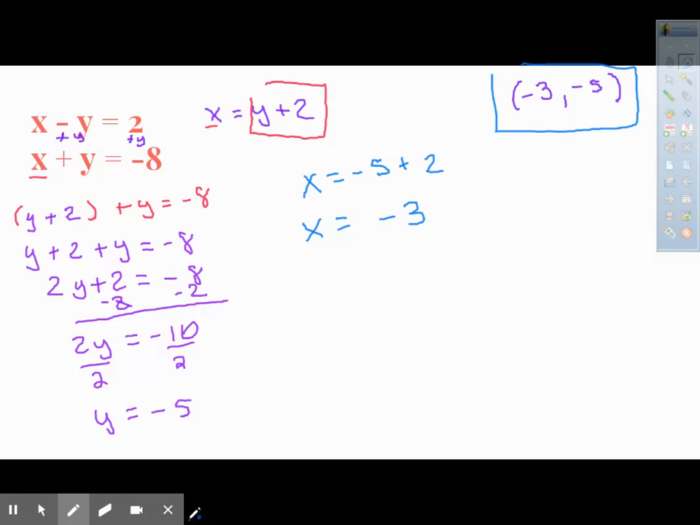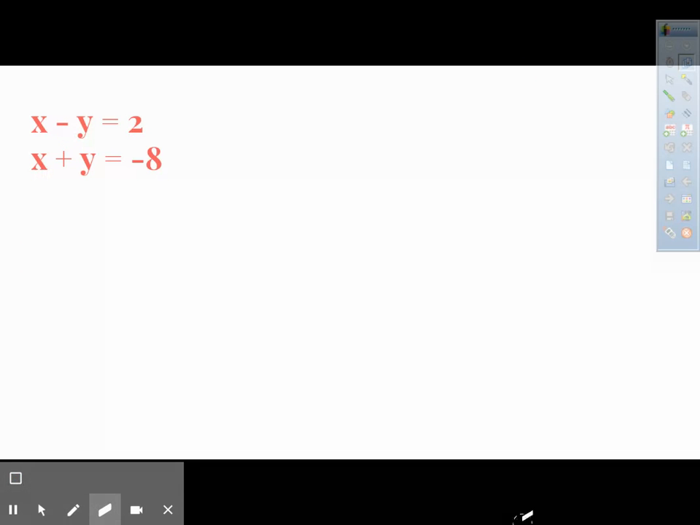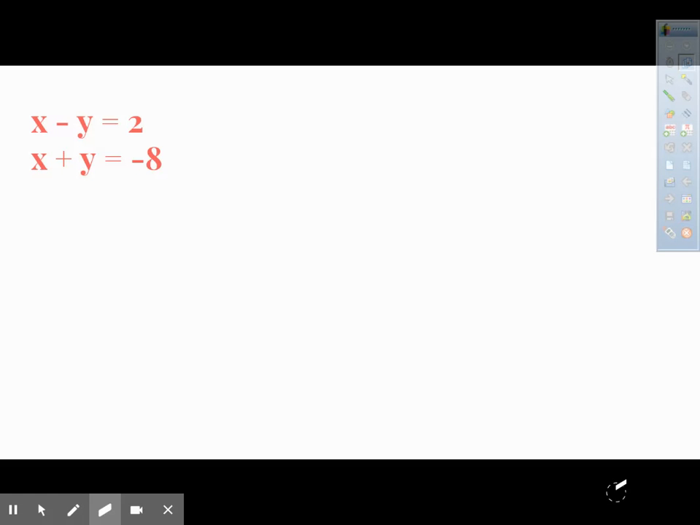Okay. All right, let's try the next one. You're going to try this one with your partner as well. I want to remind you, while you're working with your partner, you should only be talking with your partner. You shouldn't be talking to someone that's not your partner. And you should be on task working out the problem. If your partner's not finished, you're not finished.